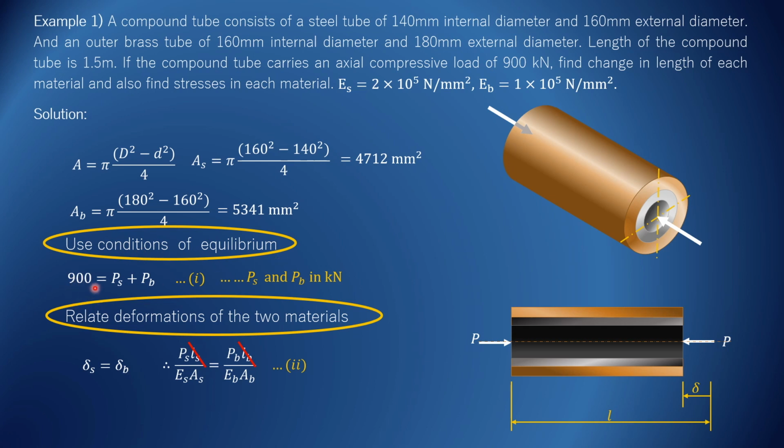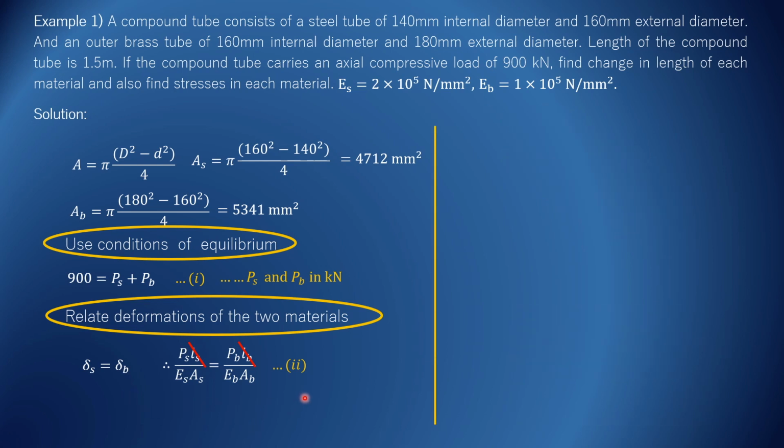Total load on a composite cross section is the load taken by material 1 plus the load taken by material 2. And from the geometry of this diagram, we can see that deformation of steel is equal to deformation of brass. So this is how we have created the second equation. Now, just solve these two equations.